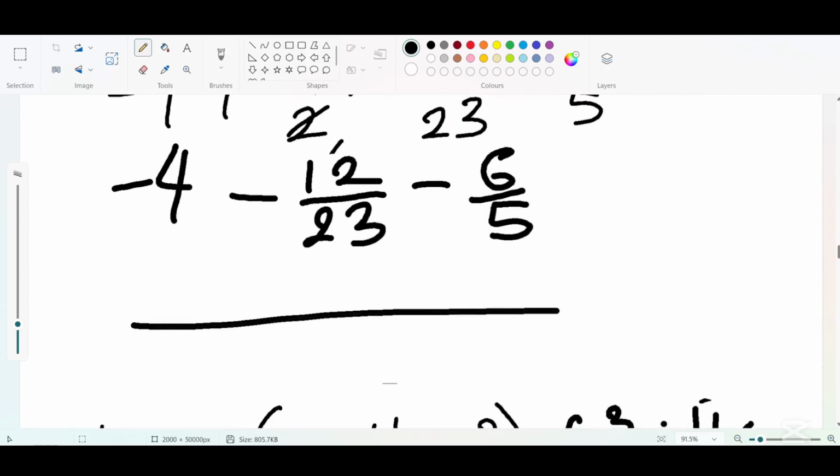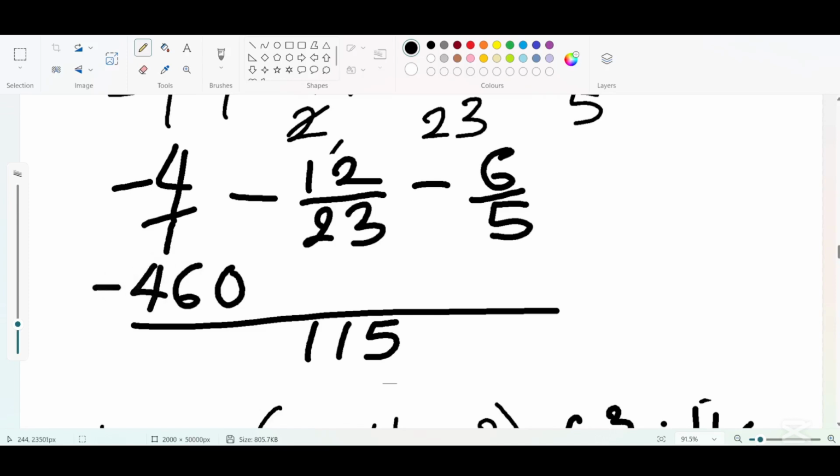So now the next thing we want to do is find the LCM. This is like 4 over 1. When we find the LCM, it is going to be 23 times 5, because there is no common factor. So 23 times 5 is 115. So this is going to be 115 divided by 1, 115 times 4. 5 times 4 times 5, 20. 4 times 1, 4. 5 times 5, 20. 4 times 1, 4. So that's going to be minus 460.